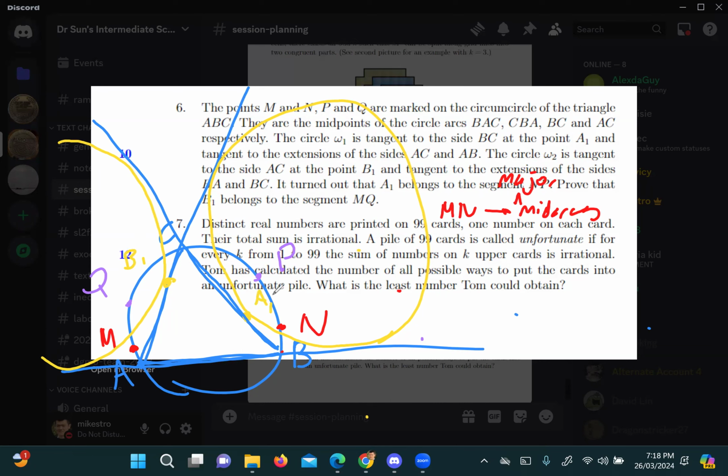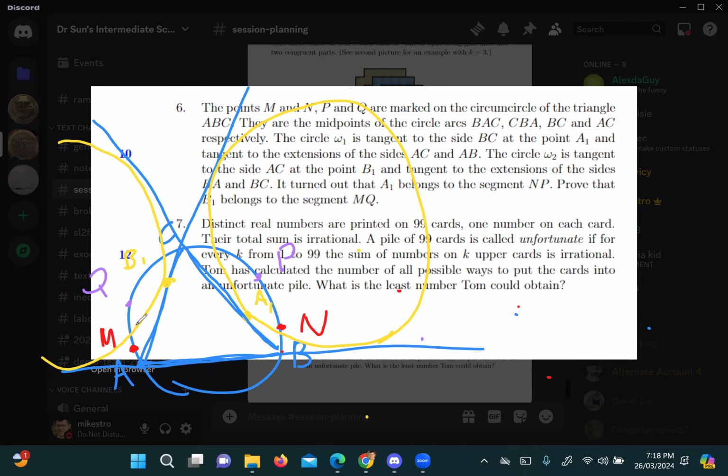Another property we have is that it turns out that A1 belongs to segment NP. So this is a line. Just imagine that. You have to prove that B1 also belongs to segment NQ. That's also collinear. If one's collinear, the other is too, if and only if.